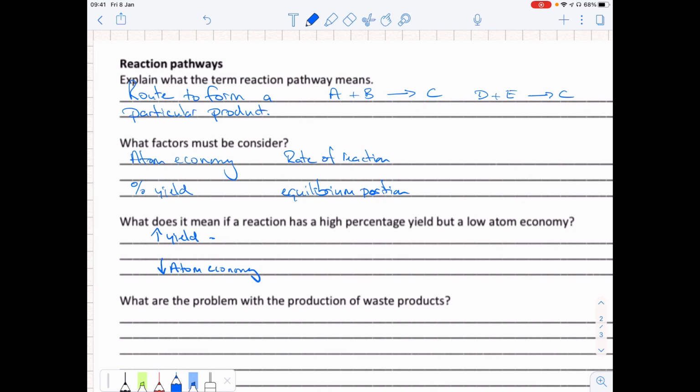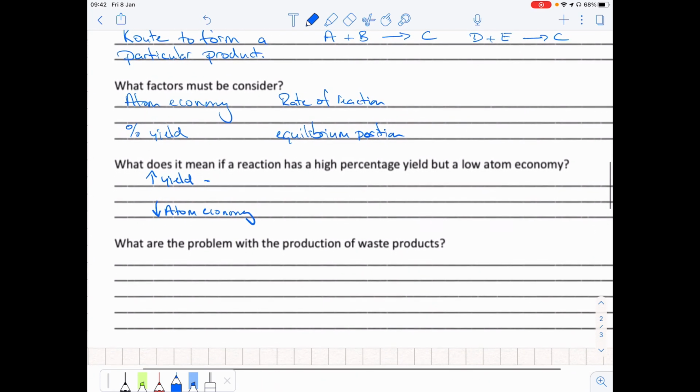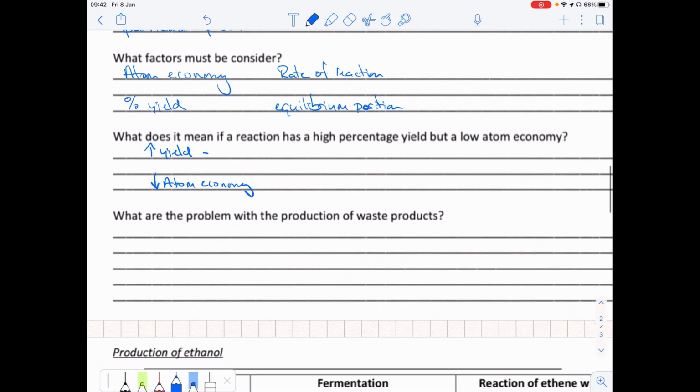We've mentioned that some of these are going to make waste products, and the problem with waste products is you have to dispose of them. So issues around disposal: one, it costs money. Two, we could have chemicals that are toxic, harmful to the environment, and that makes it challenging to dispose of them. The other issue is that sometimes we're using reactants that are finite, they are limited, and we don't want to waste those resources.